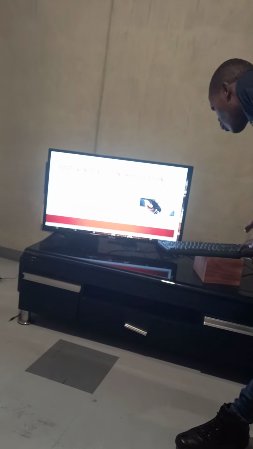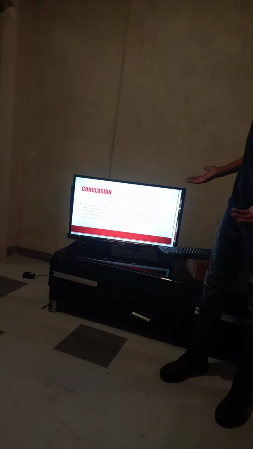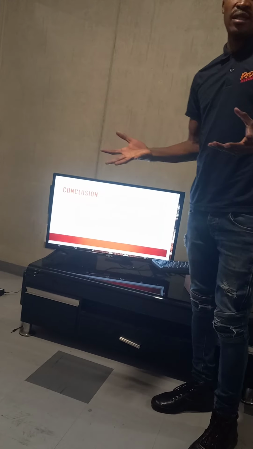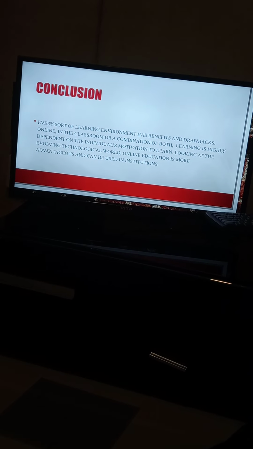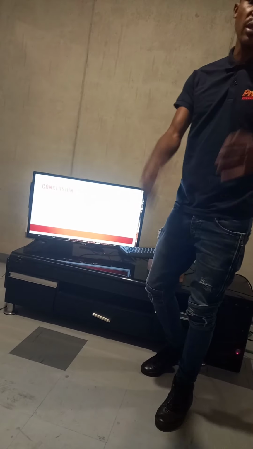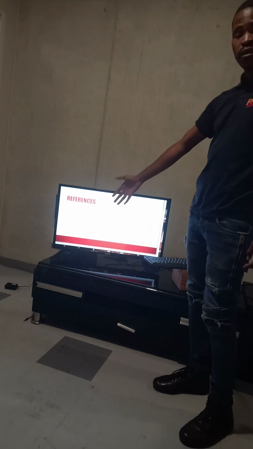So we'll be looking at our conclusion. We all know every sort of learning has its own benefits and disadvantages. But the major key here is that for every kind of learning, it depends on the commitment of the students or the willingness of the students to learn. Any can be used. But looking at the evolving world that we are in right now, online education is more advantageous and it can be used in all institutions.